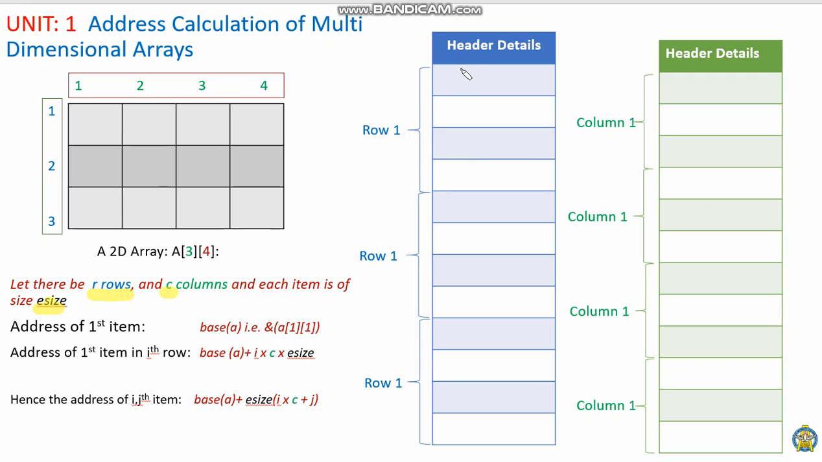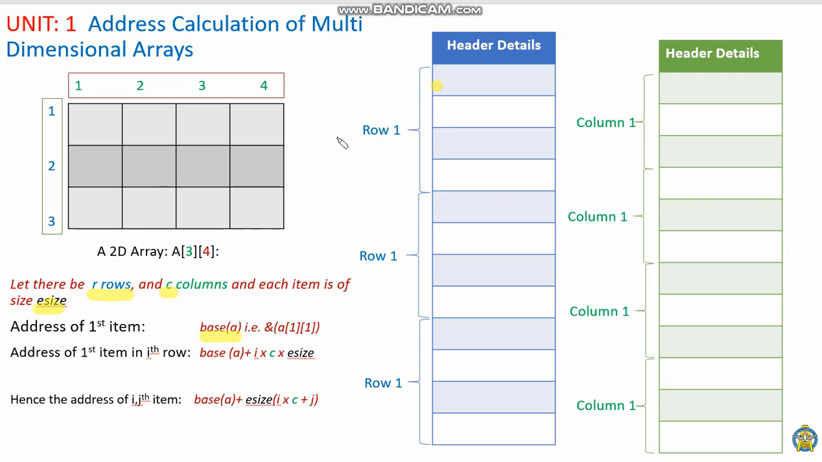We know that in a base memory representation, the starting address, the address of the first item, is always called the base address. So let's imagine for this two-dimensional array, the address of the first item is base A. That is the first item. That is the address of A11, if you use a C representation.